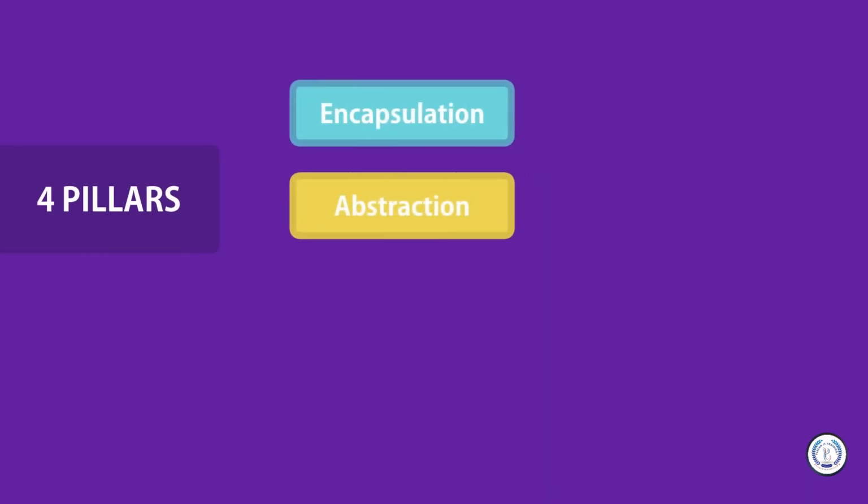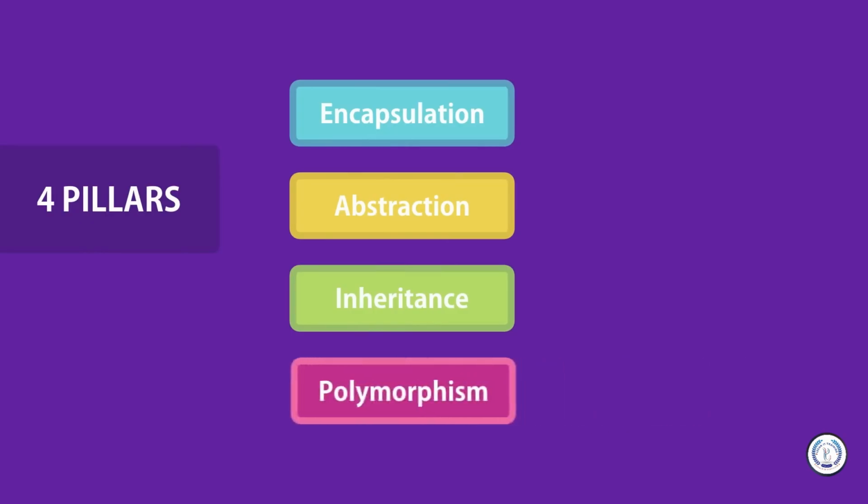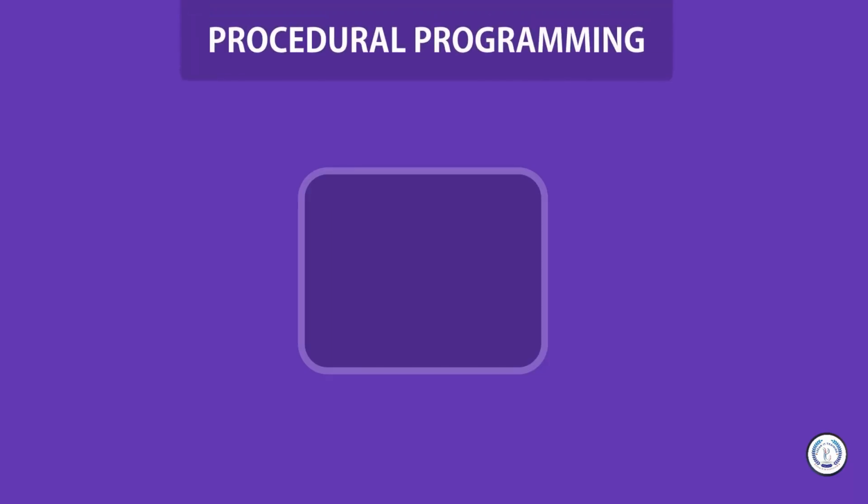These concepts are encapsulation, abstraction, inheritance, and polymorphism. Let's look at each of these concepts. Before object-oriented programming, we had procedural programming that divided a program into a set of functions.